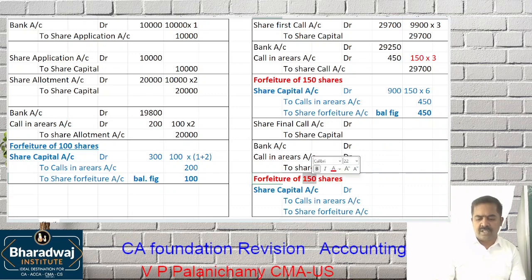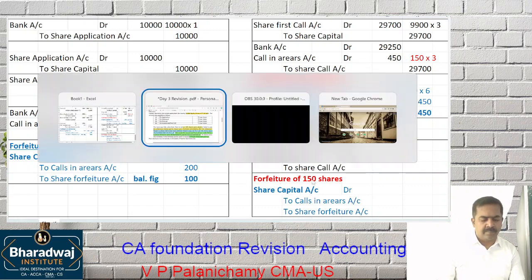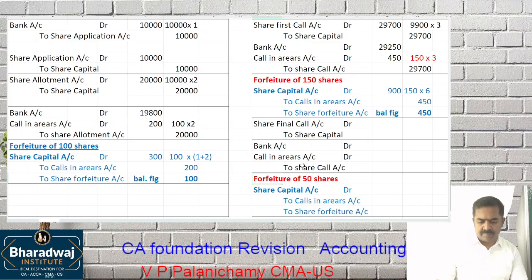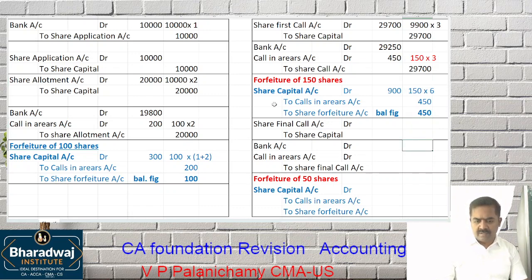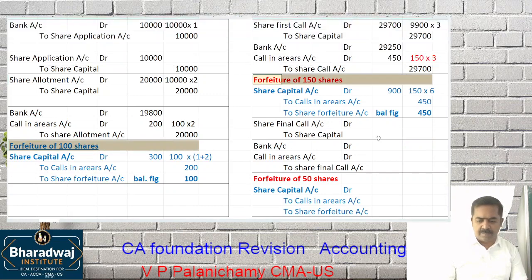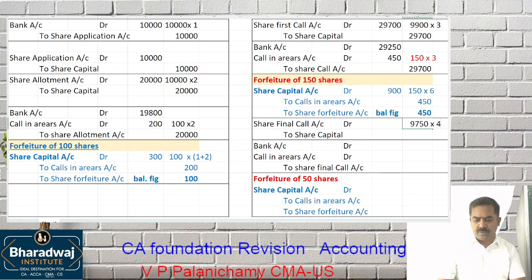Final call not collected for how many shares? So final call எவ்வளவு shares outstanding இருக்கும்? 10,000 already 100 போயாச்சு, then 150 போயாச்சு, balance எவ்வளவு இருக்கும்? Here 100 shares are cancelled. Here 150 shares are cancelled. So 250 shares already நம்ம cancel பண்ணிட்டோம். Balance 9,750 into how much? 4 rupees.